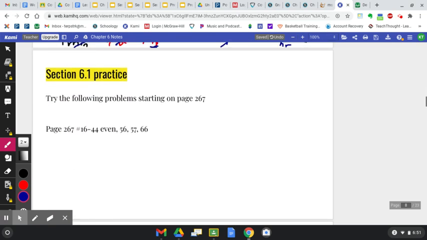All right, you practice. Try the following problems starting on page 267. You're doing 16 to 44 even, and then 56, 57, and 66. Please try those on a separate sheet. A lot of them are pretty straightforward, just writing the ratio, but make sure you're simplifying, make sure you're reducing them down when needed, make sure you're changing them to the same units when needed, right? And that's where that conversion sheet will come in handy.